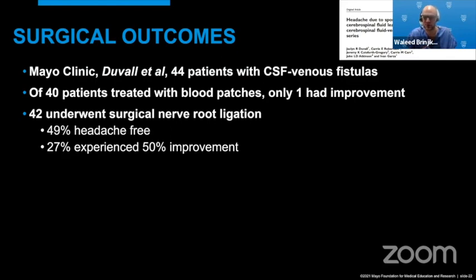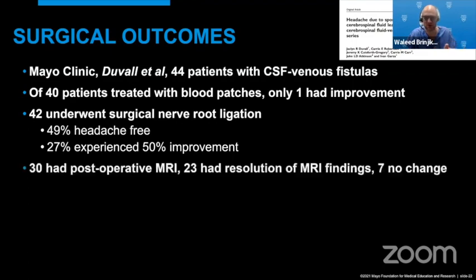So for surgery, our surgeon would do a little hemilaminectomy, find the axilla of the nerve root and put a clip on it, and then also obliterate all of the veins in the foramen, okay? And with surgery, closing the veins and closing the nerve root vein complex, about half of patients were headache-free and about a quarter of patients had 50% improvement of headache. So outcomes were generally good.